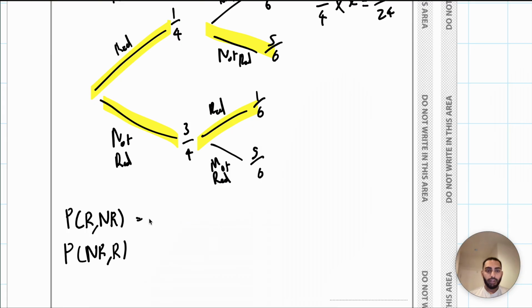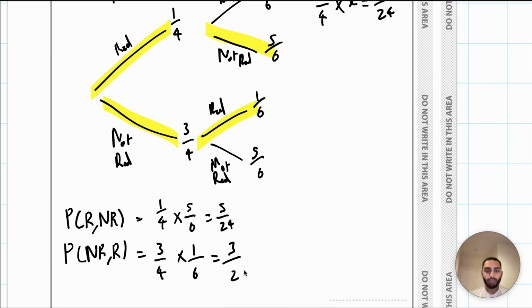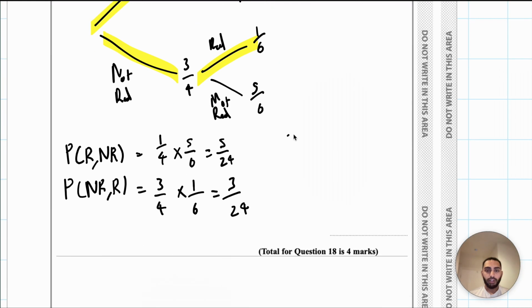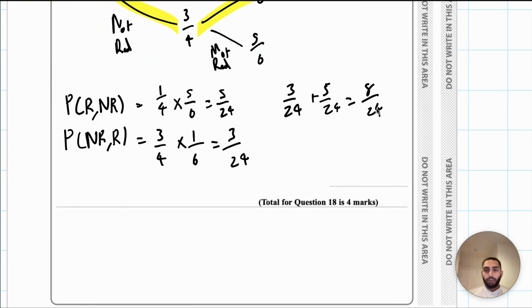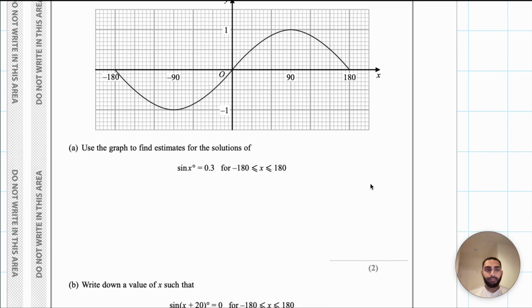So red and not red is 1/4 times by 5/6. 1 times 5, which is 5, and 4 times 6, which is 24. Not red is 3/4 times by 1/6. 3 times 1 is 3, 4 times 6 is 24. We just need to add those up together. So we've got 3 over 24 plus 5 over 24. They have common denominators already, so it's just going to be 8 over 24. And if you simplify 8 over 24, divide them both by 8, you get 1 over 3. So 1 over 3.